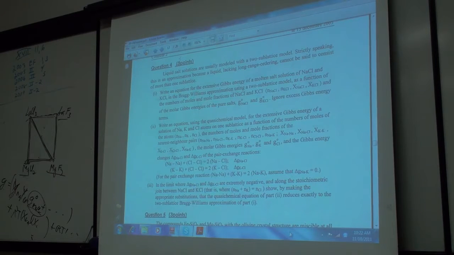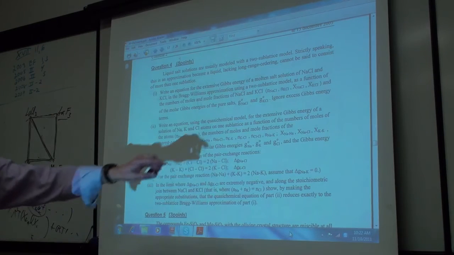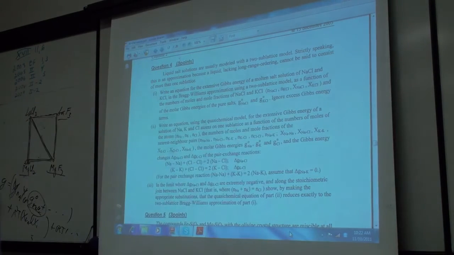Okay, now write an equation for the extensive Gibbs energy of a molten salt solution of sodium chloride and KCl, just the 2 salts, NaCl and KCl, in the Bragg-Williams approximation, using a 2 sublattice model as a function of the number of moles and mole fractions of NaCl and KCl. So these are the number of moles of NaCl and KCl, the mole fractions X, and the molar Gibbs energies of the pure salts. And ignore the excess Gibbs energy terms. So that's assuming that you have 2 sublattices, the simple way that we normally do it.